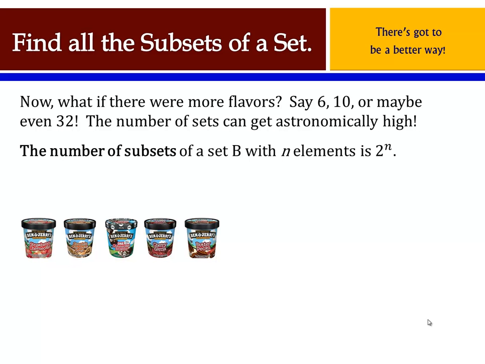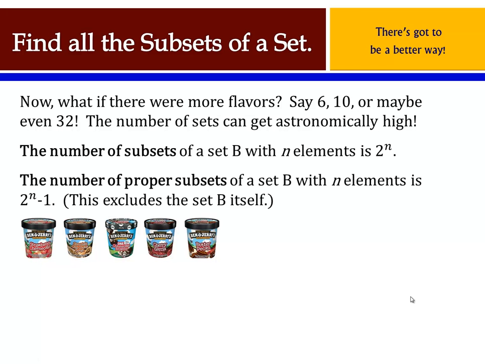So here's the shortcut. The number of subsets of a set B with n elements is a very simple power: 2, the base 2, to the nth power. And it's always base 2. 2 raised to n, where n is the number of elements. So it's a pretty easy formula for finding the total number of subsets.